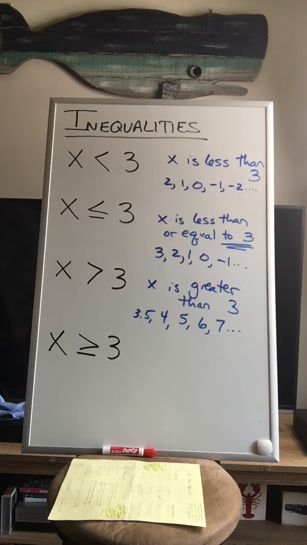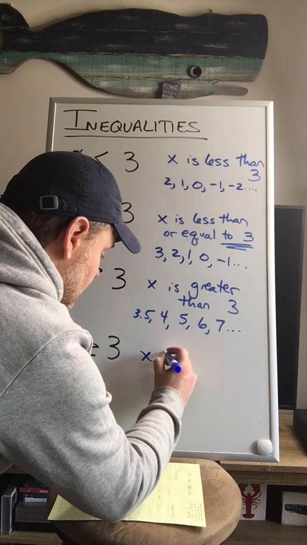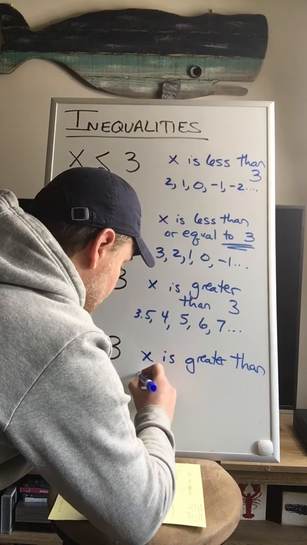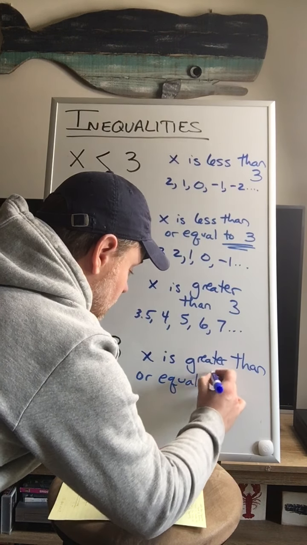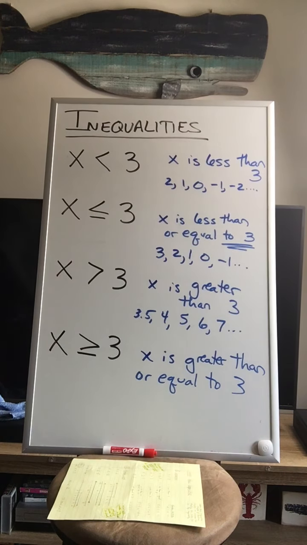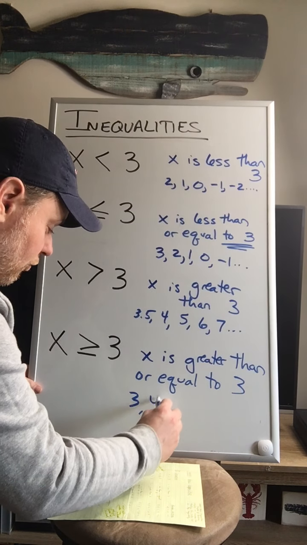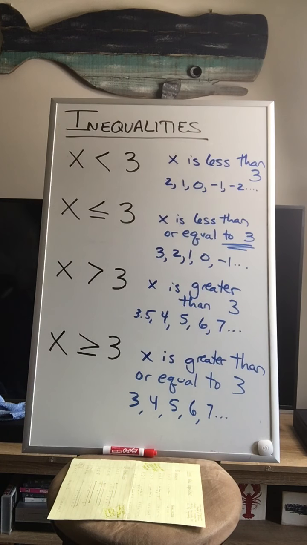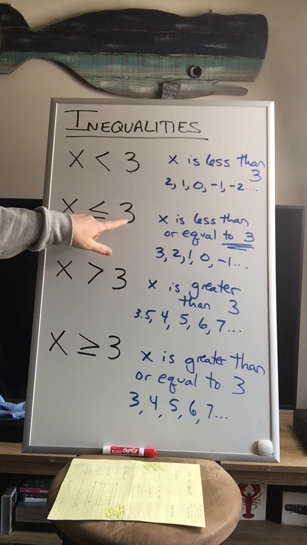And then just like up here, if I make one small change and I put the line underneath it, all that means is that now x can be equal to 3. So now you would say x is greater than or equal to 3. So x could be 3 or 4 or 5 or 6 or 7. Any number 3 or greater. So the only difference between when there's a line underneath or not is that when there's a line underneath, that means equal to, so it means it can include that number.